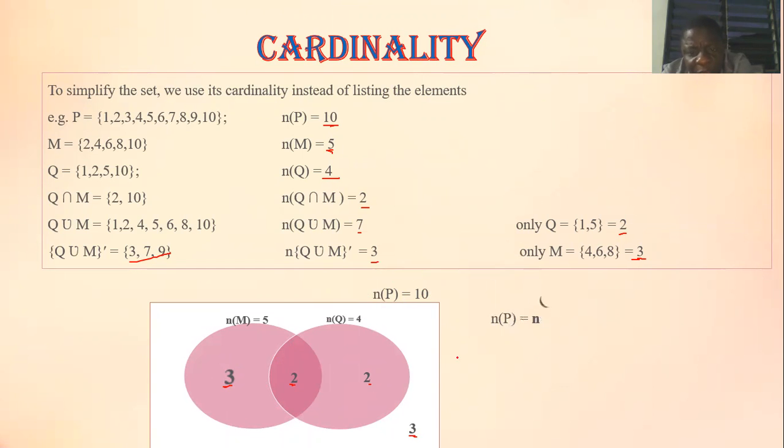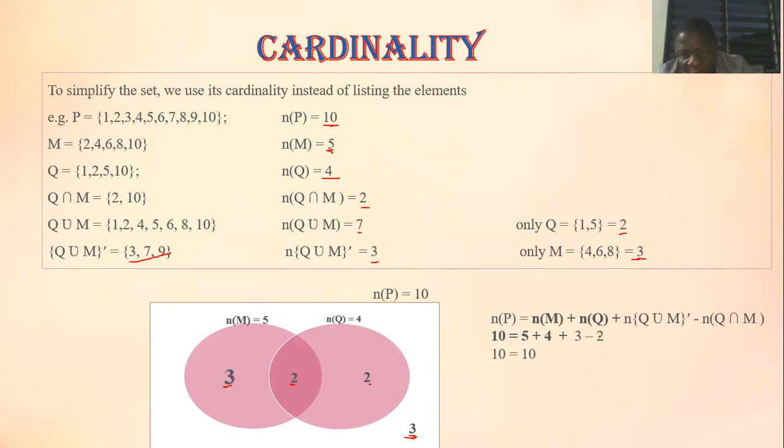From here, P being the universal set must contain only 10 elements. M will contain 5 elements in all, including the region that overlaps with Q. So if we add all the elements of M and all the elements of Q, we should get the elements of P, that is including the complement. So if we add M and Q plus the complement, it should give us the total number of elements in P.